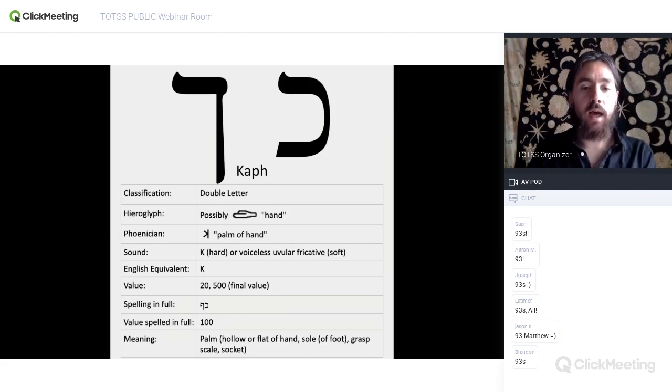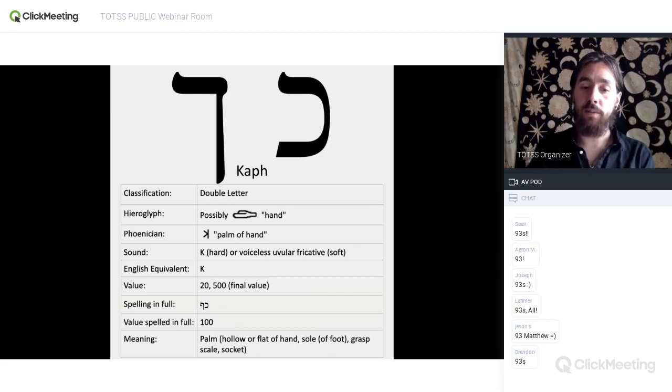All right, so its meaning is usually palm, like the palm of the hand, rather than the entire hand. I didn't say with yod, it seems like yod as hand includes not just the entire hand, but the wrist also. We usually don't think of the wrist as being part of your hand, but it seems like it was thought of that way in Hebrew.